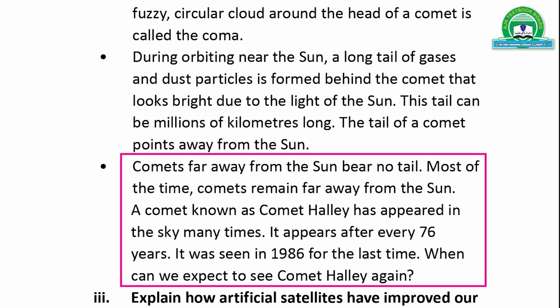A comet known as Comet Halley has appeared in the sky many times. It appears after every 76 years. It was seen in 1986 for the last time. When can we expect to see it again? Obviously, after 76 years.